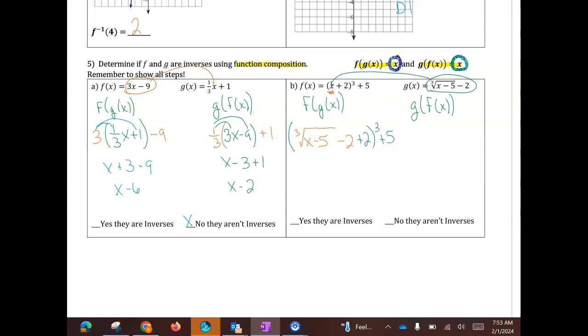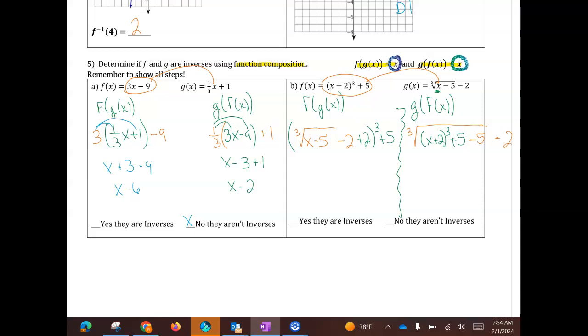I'm going to go ahead and set up the other one. And so in the other one, let's do a little erasing. I will take, let's see, F, and put it into G. So I'll have my cube root, but in for x, this x right here, I'm going to put x plus 2 cubed plus 5, and then I'll still have the -5 in the check mark, and then the -2 out of the check mark.